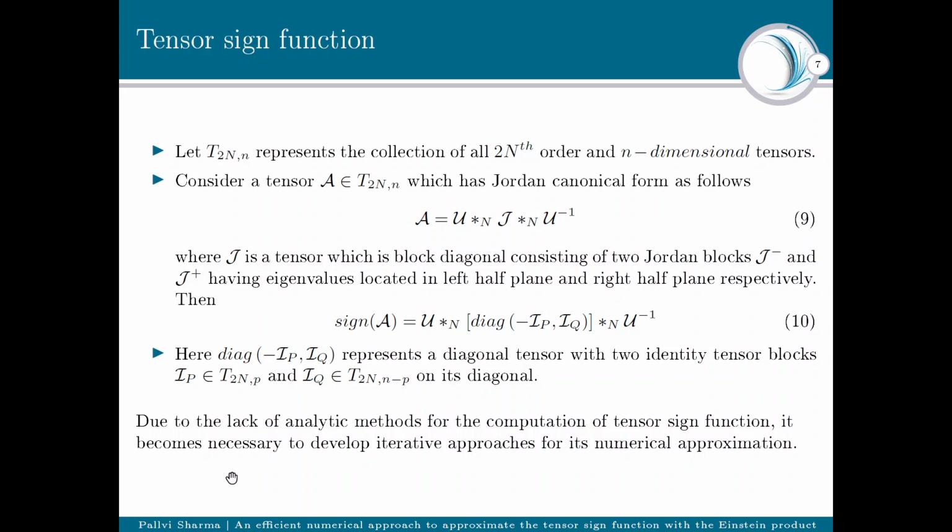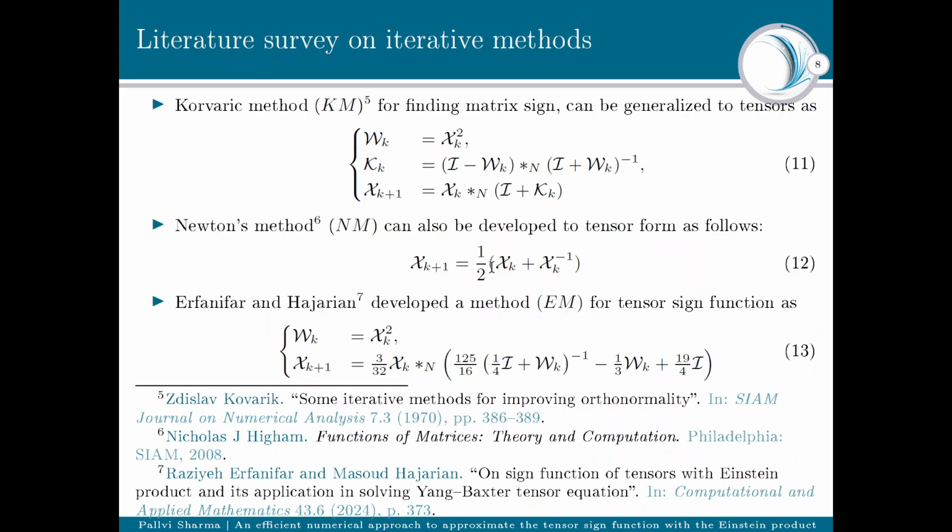Now, when it comes to the computation of the tensor sign function, there are very few analytical methods present in the literature, so it becomes necessary to develop iterative methods for approximating such functions. Let's go through some existing iterative methods present in the literature. The first method that we have studied is Kenney-Laub's method for finding the matrix sign, and this can be generalized to tensors as provided in equation number 11.